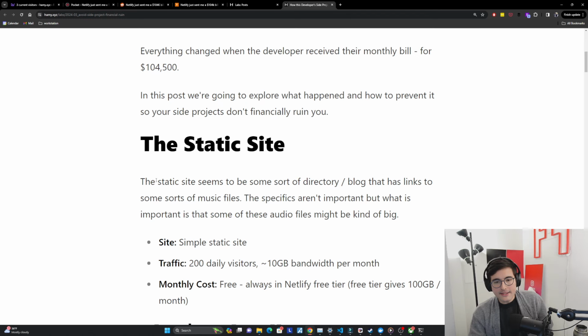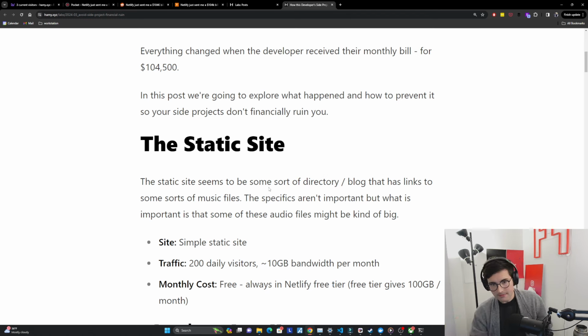All right, so first let's talk about the static site that they were building and what it did. Basically, it seems to be some sort of directory or blog that has links to some sort of music files. You can think of it as maybe a bit like SoundCloud, maybe one of those EDM blogs with blog posts and then a sound file so you can listen to it.